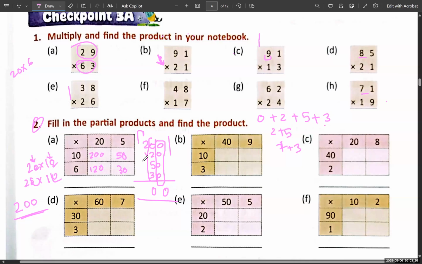Okay. Now what are the numbers in this column? We have 1 plus 2 plus 1. So how much will this be? 4. So my answer will be 400.